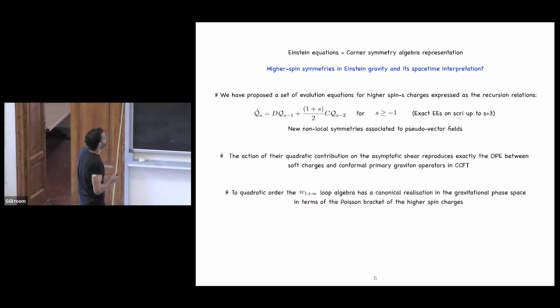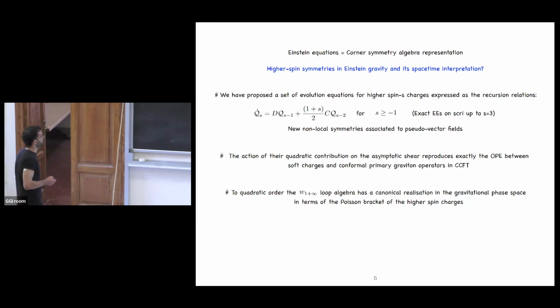I will review this a bit more in detail, although we've already seen it in several talks. Basically, what we did with Daniele and Laurent was to propose this set of higher spin charges that satisfy this recursion relation. These are the exact Einstein equations up to spin s equals 3. And one can see that for higher spin they are associated to non-local symmetries generated by this kind of pseudo-vector fields. And from this recursion relation, you can show something very important, which I'm going to come back to, which is crucial for the rest of the talk.